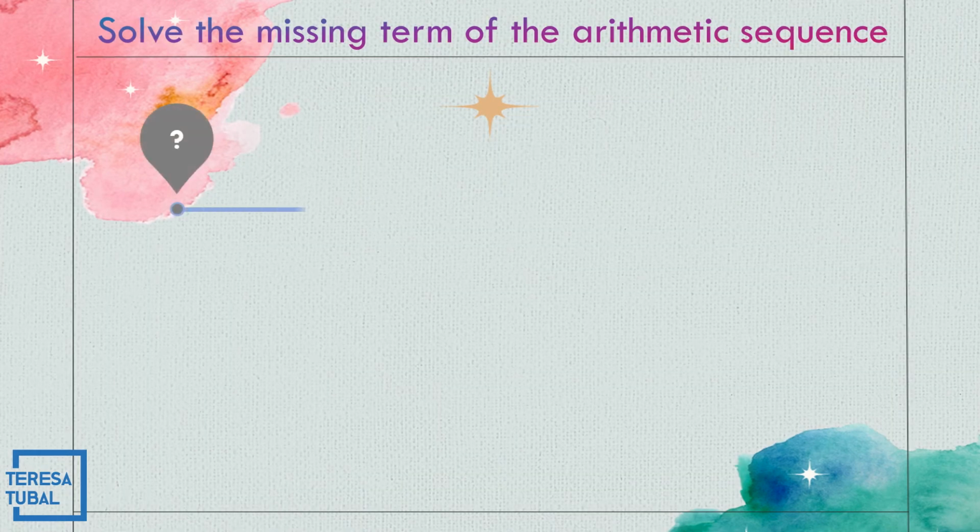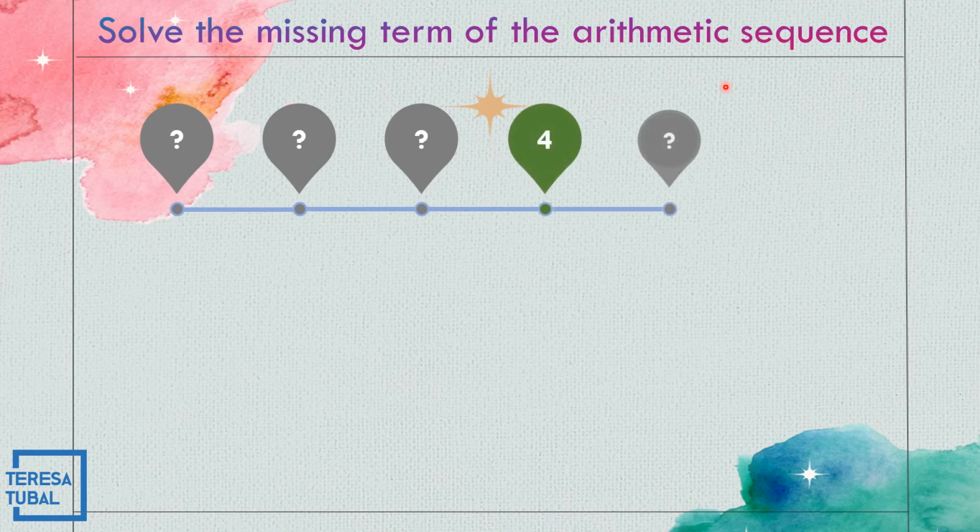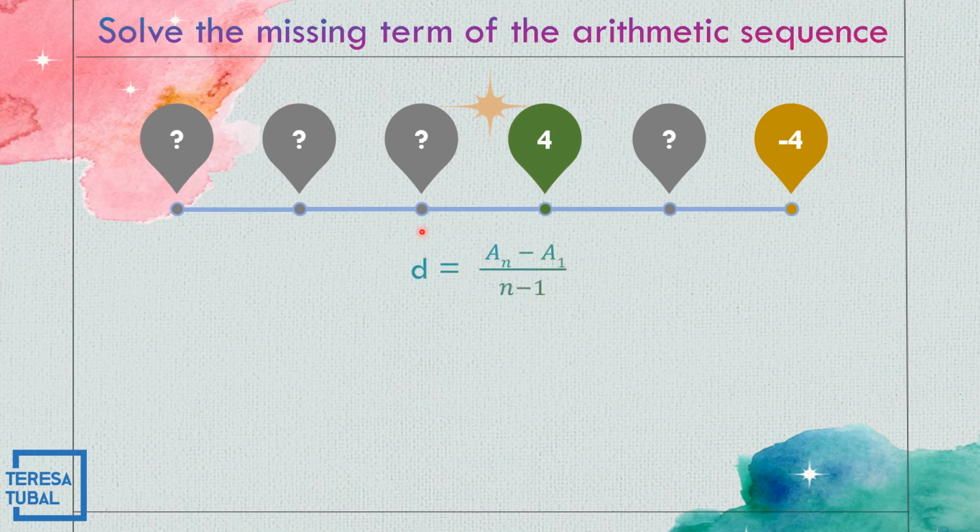Let us solve the missing terms if the given are the first, second, third, and the fifth term is missing. The fourth term is 4. The last term is negative 4. The formula for the common difference, D, is equal to a sub n minus a sub 1 all over n minus 1. The last term is negative 4, the first term is 4. So negative 4 minus 4, and then our n, 1, 2, 3. So that is 3 minus 1. Negative 4 minus 4 is negative 8 over 2. Negative 8 divided by 2 is negative 4. The common difference is negative 4.